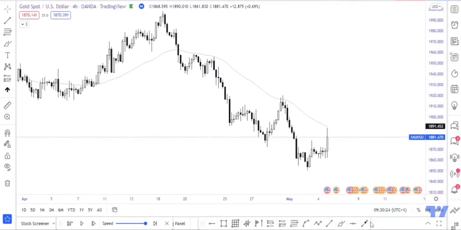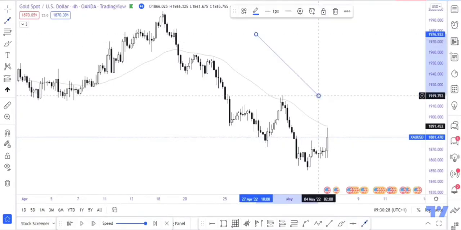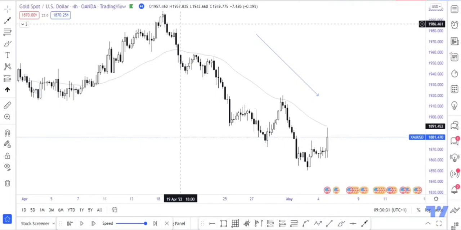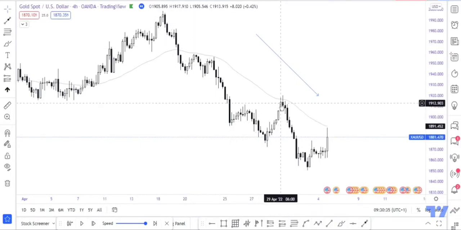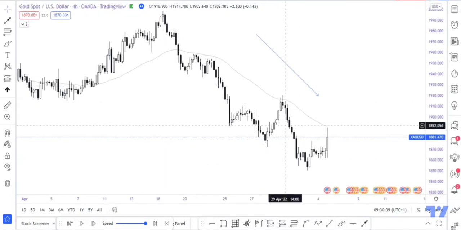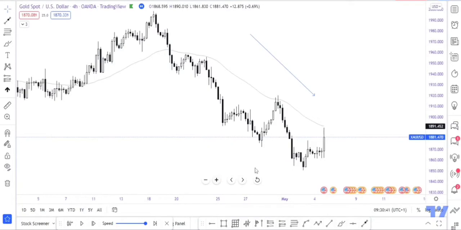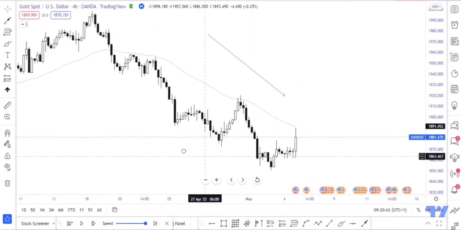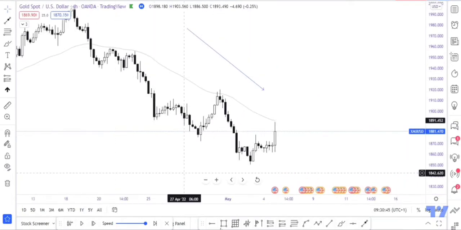So firstly, we identified the overall direction on gold on the 4-hour time frame to be a bearish market, in a downtrend. Price was creating a series of lower highs and lower lows. You can see that this high is lower than this high and this low is lower than this low, so we are in a bearish market. Once we identified that, the next step was to look at recent price action.